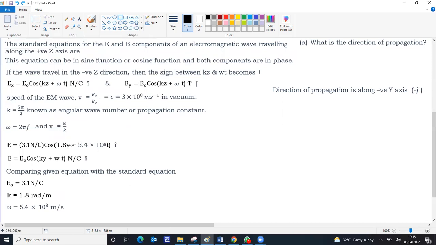So this is also negative but y direction. If it was x here, with plus sign, it'd be negative x direction. So first look at the x, y, z component. So here it's the y component. Then look at the sign for the opposite of that. So negative y direction is the propagation, negative j axis. That's the first question.